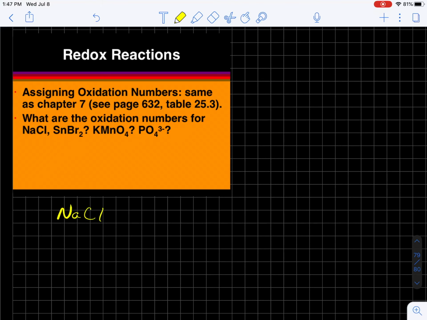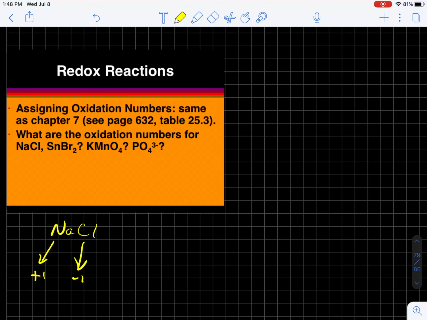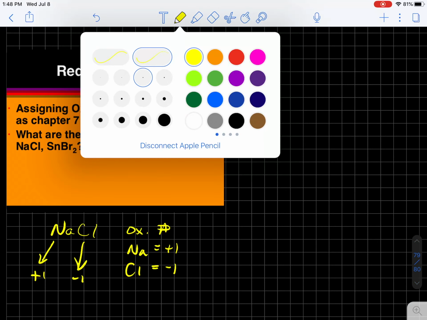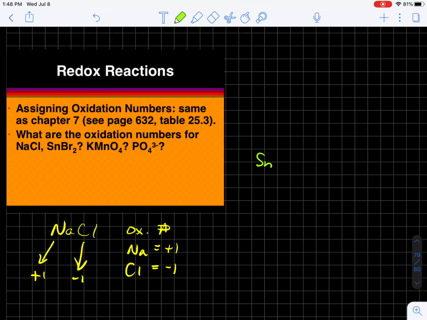Okay, so I'm going to start with the first one, NaCl. You look up the charge of sodium, which is a group 1 metal, so it's a positive 1 charge. You look up chlorine, which is group 17, negative 1 charge. So when they say oxidation number, they mean what is the charge on each individual atom. So I would say the oxidation numbers here are sodium equals positive 1, chlorine equals negative 1.